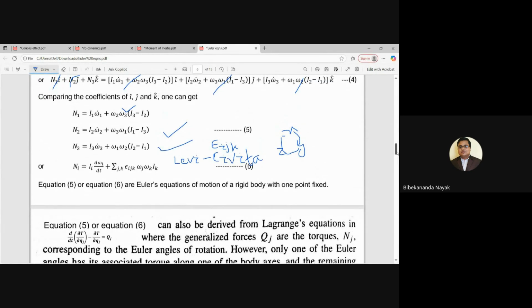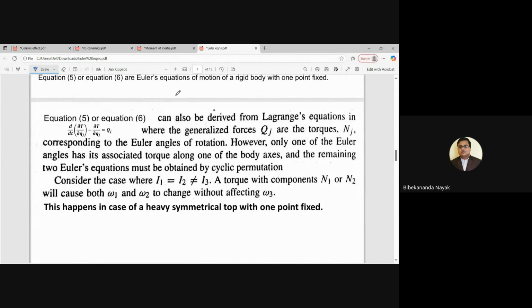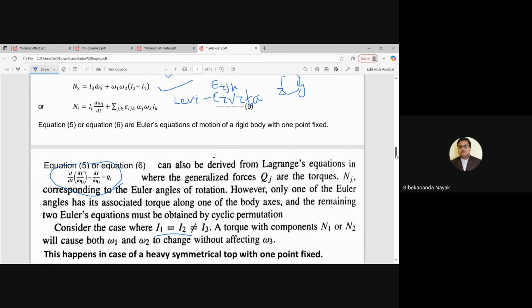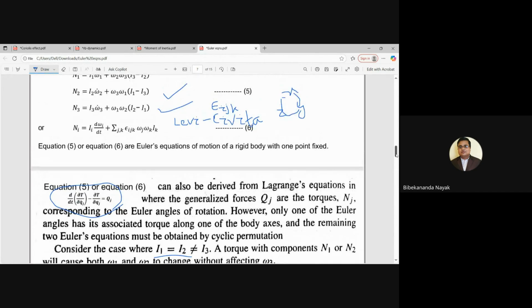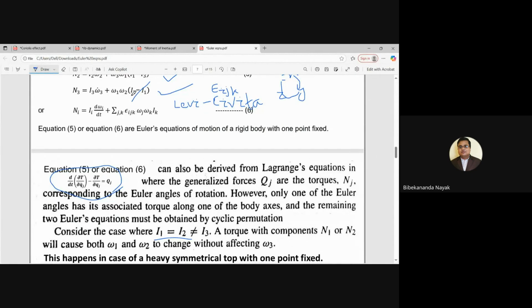Now these equations 5 and 6 can also be derived from Lagrange's equation using Lagrange's formula d/dt of del T by del qj dot minus del T by del qj is equal to Qj. Now an important application of this equation is in the case when I1 is equal to I2, not equal to I3, symmetric. We consider the symmetry axis. Okay, the symmetry axis is Z, so that I1 is equal to I2. If I1 is equal to I2, then this term will be 0. The other two remain the same.